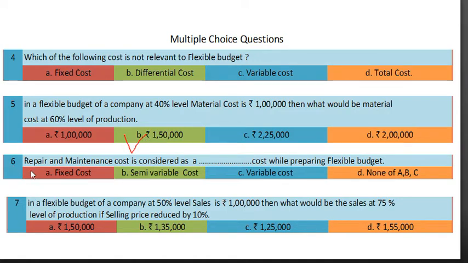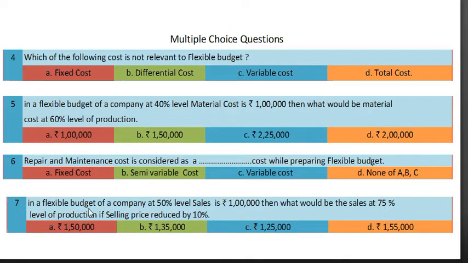Next, repair and maintenance cost is considered as a dash cost while preparing flexible budget. A, fixed cost, B, semi variable cost, C, variable cost, and D, none of A, B and C. Here repair and maintenance cost is considered as overhead and it would be a semi variable cost. So option B is correct, semi variable cost.